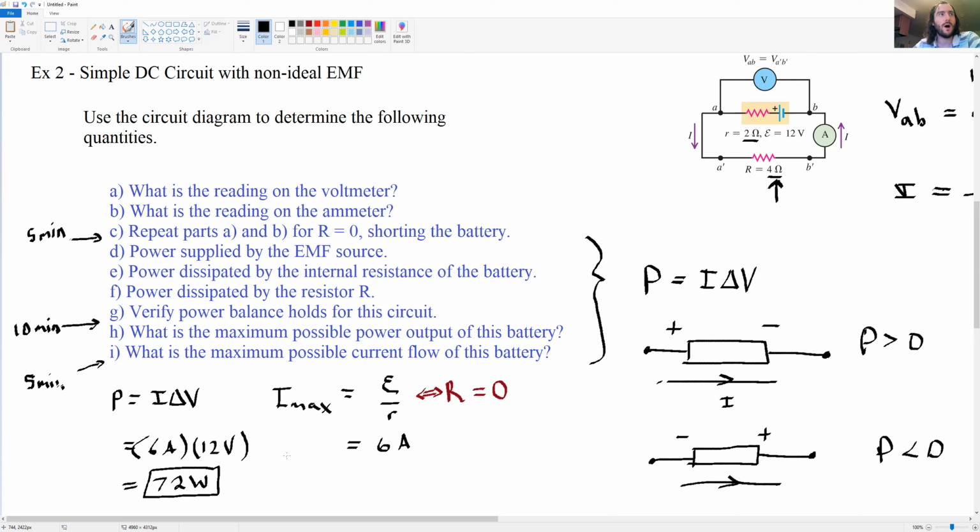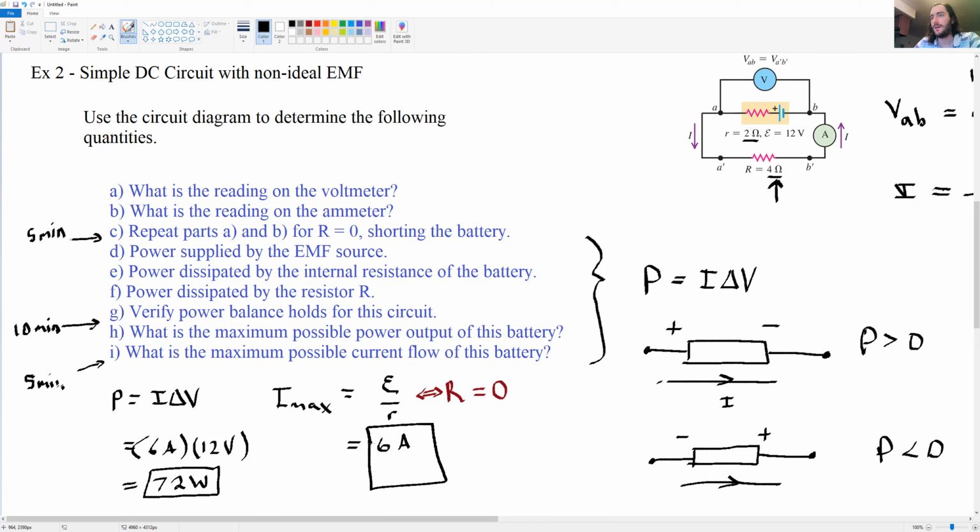If I connected a wire to short the two terminals of the battery, that wire would have a small amount of resistance, maybe half an ohm, maybe a quarter of an ohm, something like that. And so the actual power output of the battery would be significantly lower than this theoretical maximum of 72 watts. That is the answer to H and I.